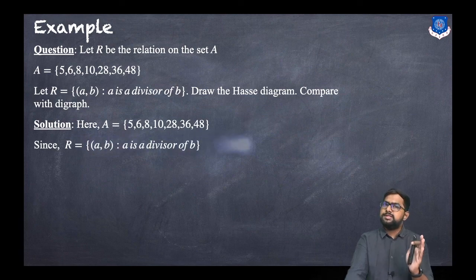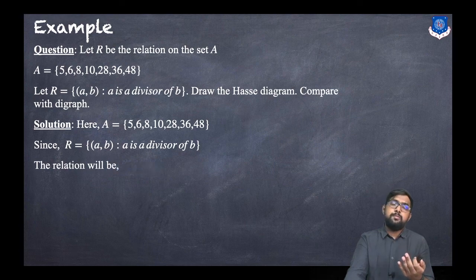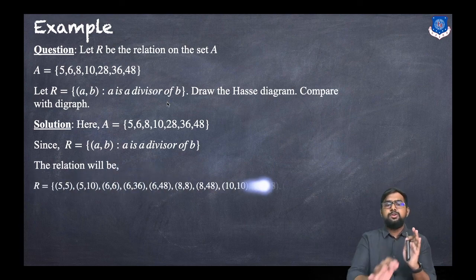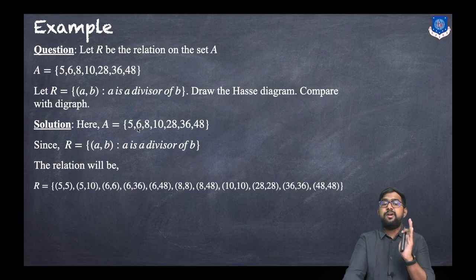Here A is given and the relation is given: a is a divisor of b. In simpler terms, a divides b, so that is the divides relation. First we will write the relation. All these numbers divide themselves: 5 divides 5, 6 divides 6, 10 divides 10, 8 divides 8. So the pairs (5,5), (6,6), (8,8), (10,10) up to (48,48) will be there.